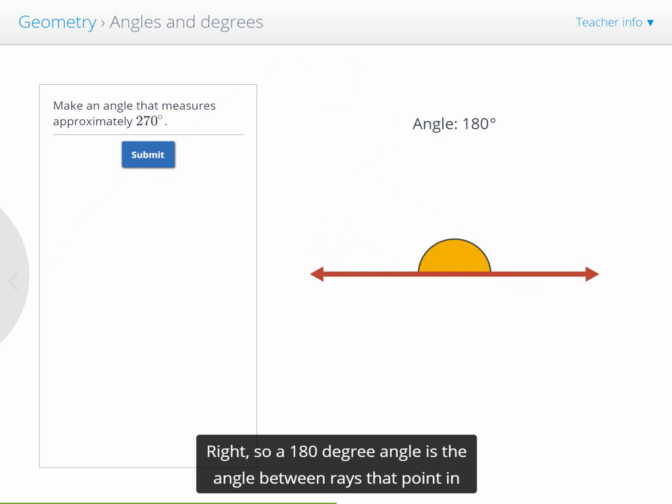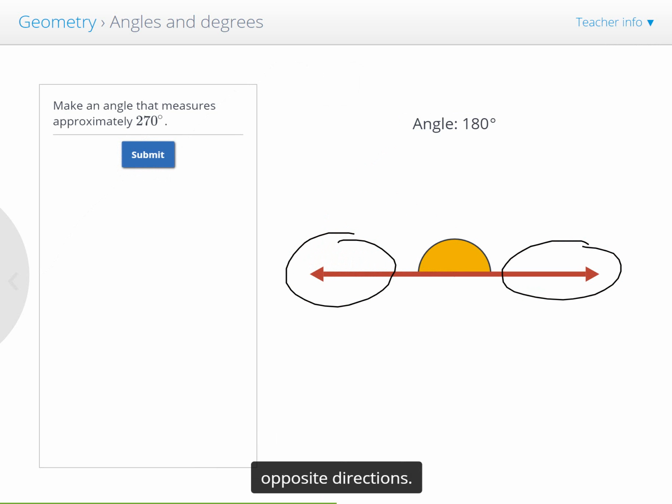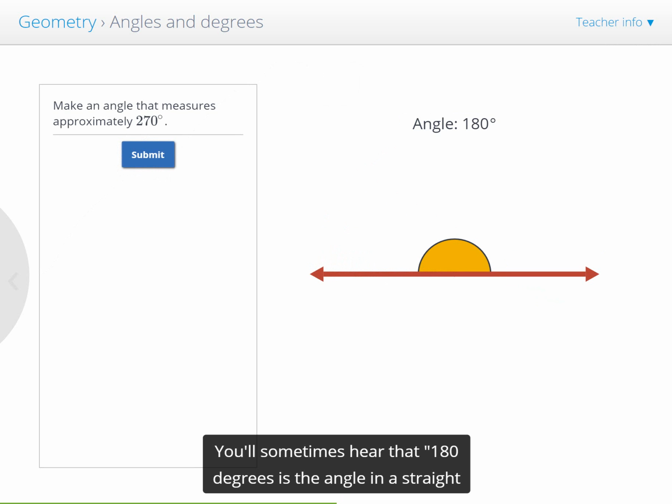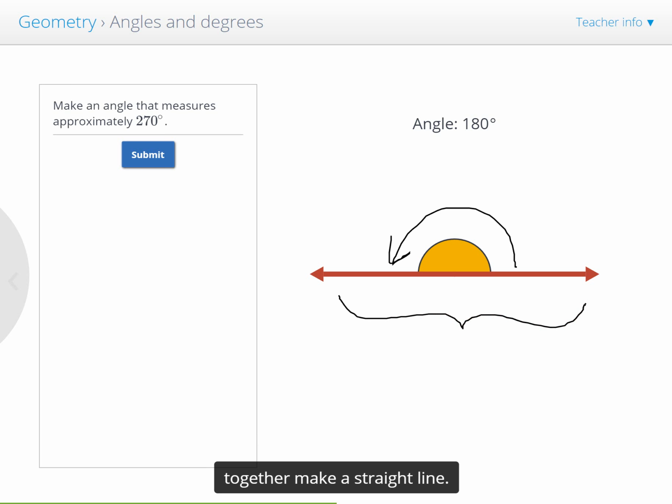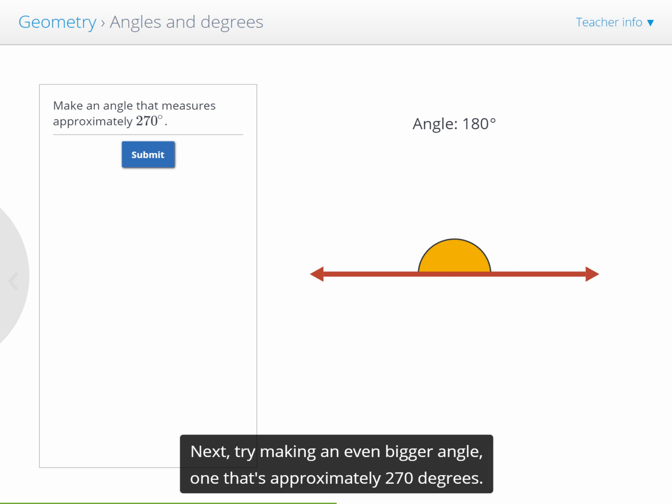Right, so a 180-degree angle is the angle between rays that point in opposite directions. You'll sometimes hear that 180 degrees is the angle in a straight line, because these two rays pointing in opposite directions together make a straight line. Next, try making an even bigger angle, one that's approximately 270 degrees.